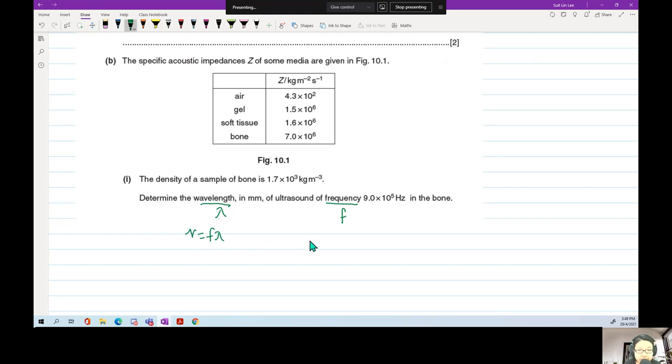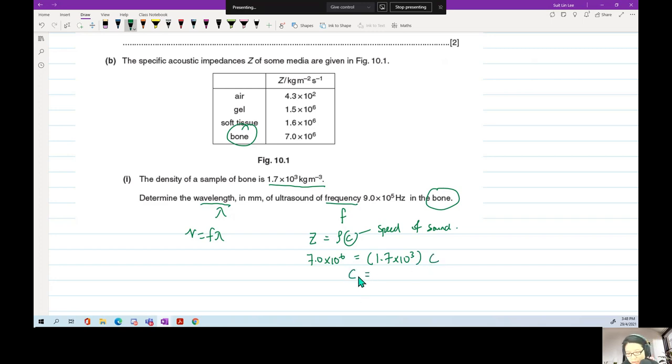I need to find V. Z is equal to rho C, where this C is speed of sound. So I want bone. Z is 7.0 times 10 to the power of 6 for bone. Density of bone is 1.7 times 10 to the power of 3. We can look for C: 7E6 divided by 1.7E3. Speed of sound in bone is a staggering 4117.6 meter per second.